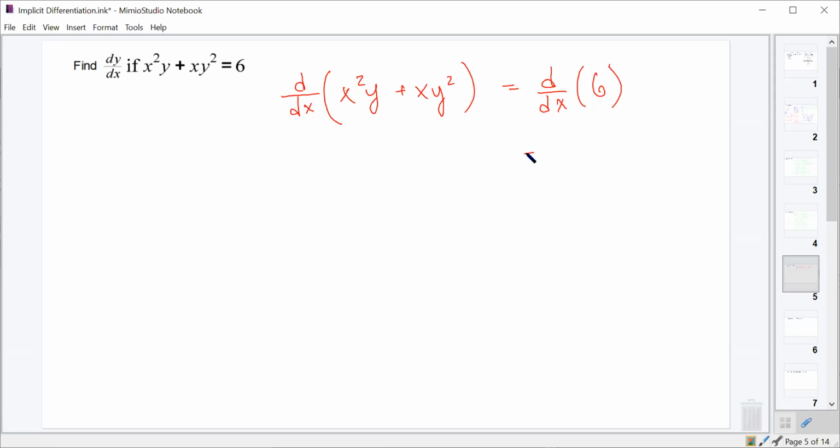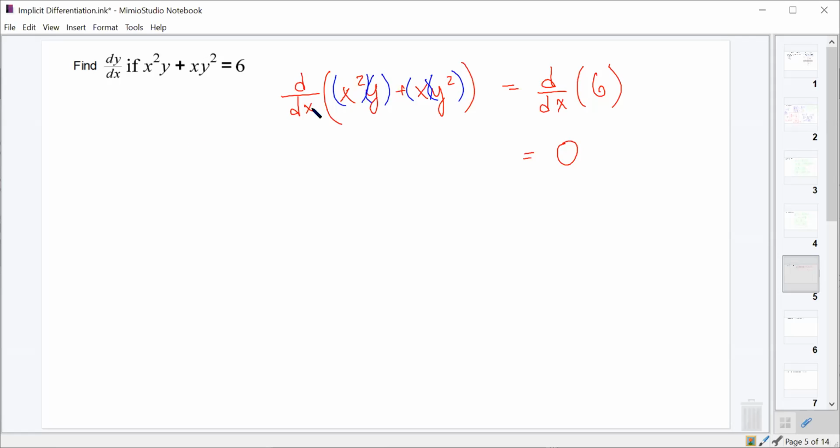All right, what's the derivative with respect to x of 6? 0. And then over here, x squared y plus xy squared. Well, first off, x squared y is two functions being multiplied together, isn't it? Two different variables means two different functions. And same with x times y squared. So each of those is going to require us to use the product rule.